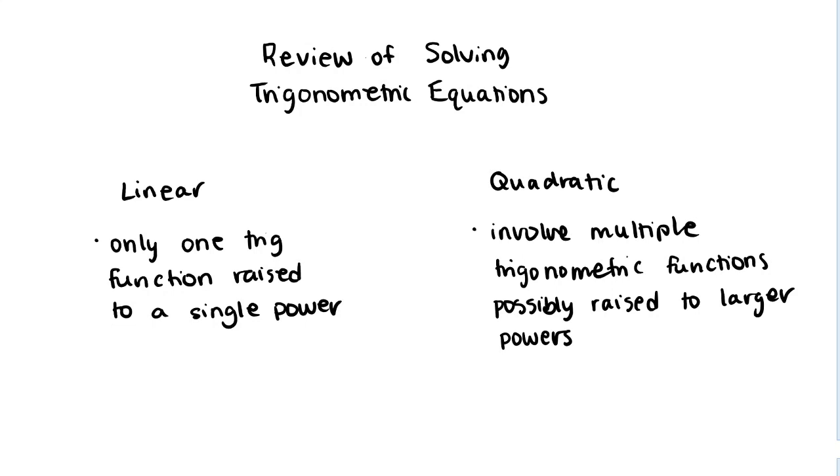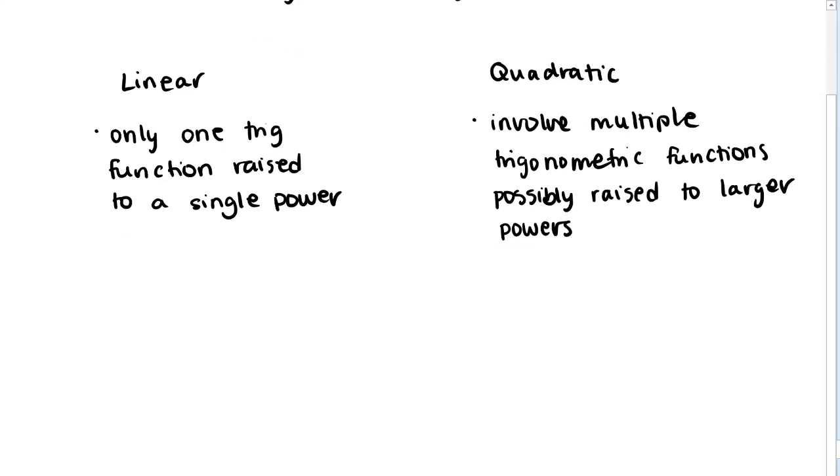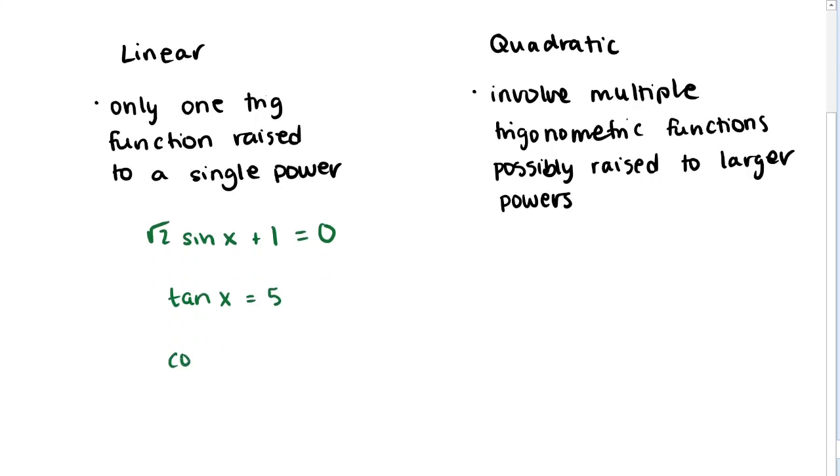So these are trigonometric equations that only involve one trigonometric function raised to a single power. Right? So some examples might be the square root of 2 times sine of x plus 1 is equal to 0. Right, so here there's only one example of a trigonometric function. It doesn't have any powers, it's just raised to a single power. Another example might be tangent of x is equal to 5, or maybe even something like cosine of pi over 3 times theta is equal to -1. So these are all things that I like to call linear trigonometric functions.